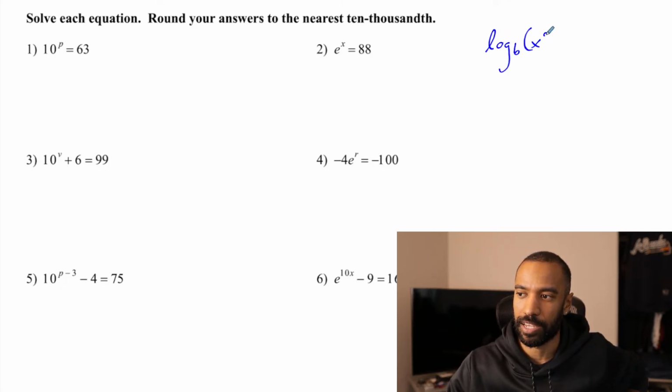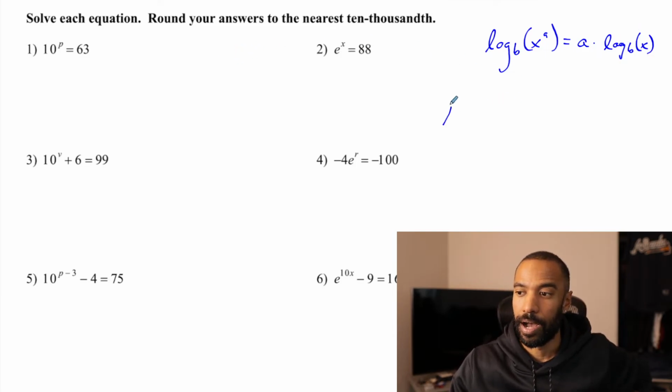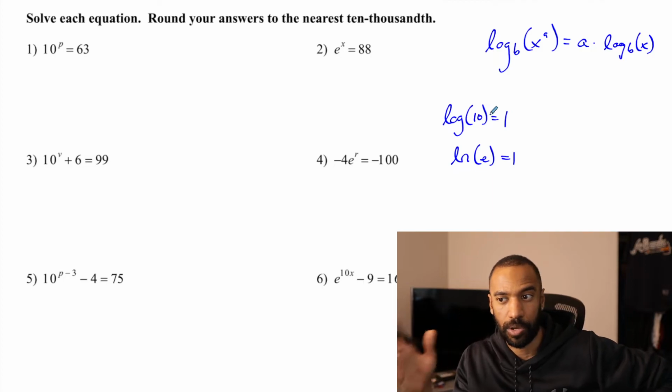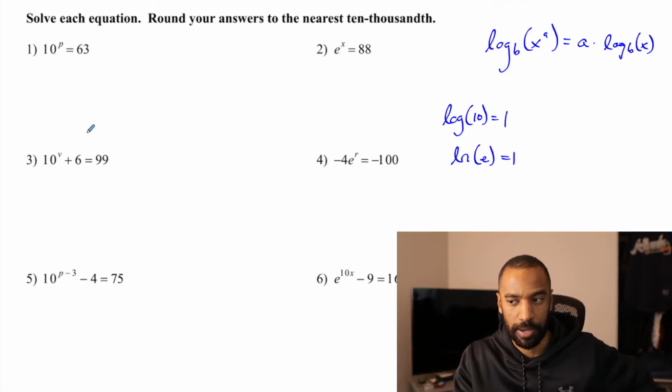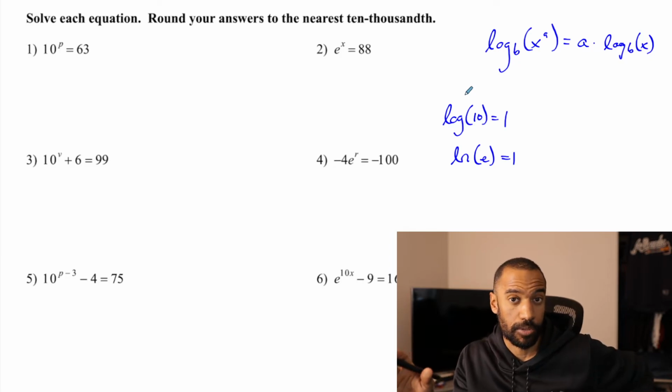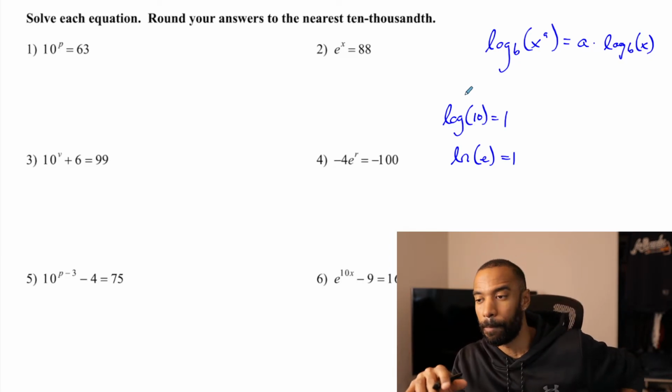Log base b of x to the a power equals a times log base b of x. I'm going to say that right now it's not going to be in use. I do want to mention that the log of 10 is 1 and the natural log of e is 1. The idea of this is as we log both sides of something with those bases, with base e or base 10, it'll essentially cancel out that thing. So whenever I say we log both sides with a base of 10, that's why it'll go away.